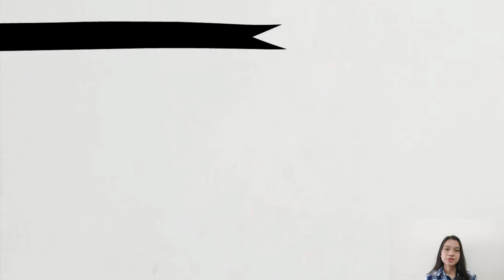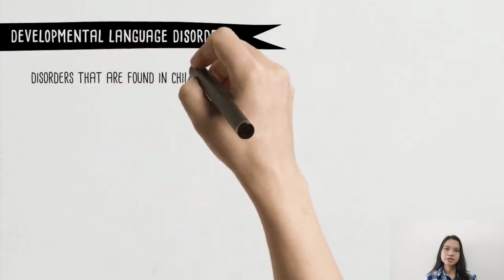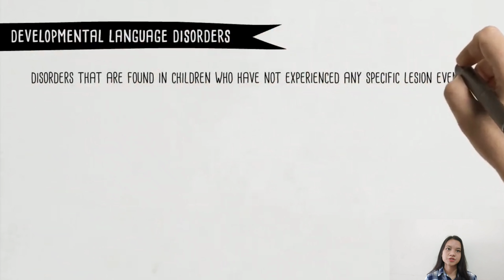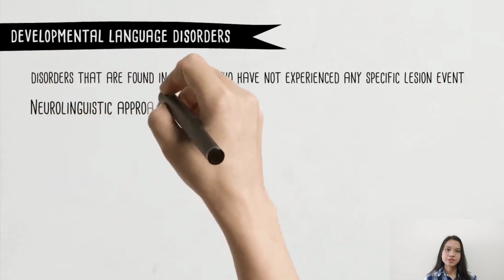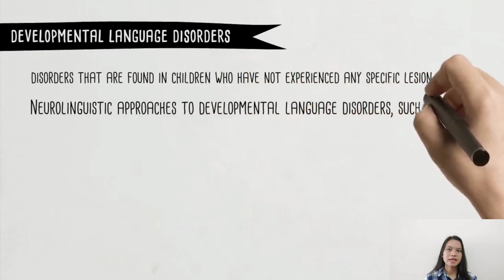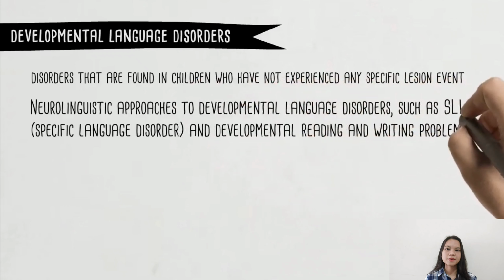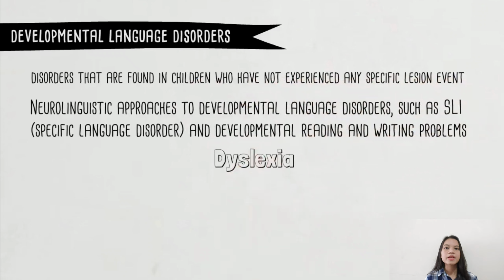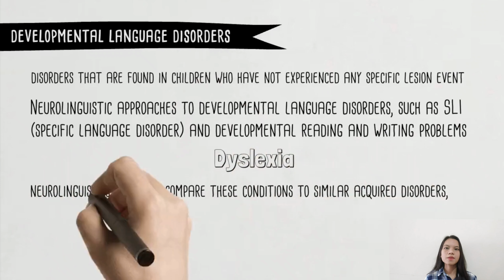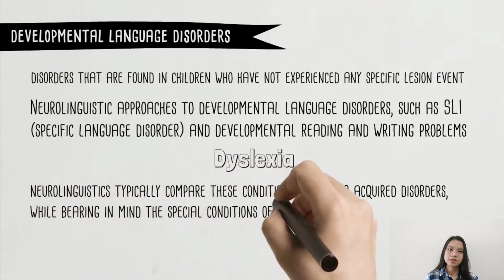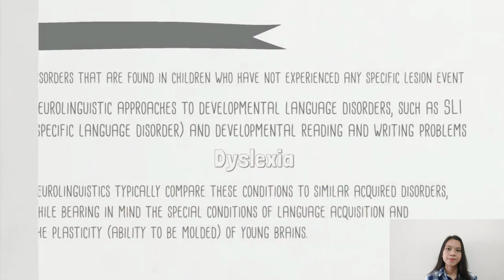Not only acquired language disorders, but also developmental language disorders, which are the disorders that are found in children who have not experienced any specific lesion event, are of interest to neurolinguistics. Neurolinguistic approaches to developmental language disorders such as SLI, or specific language impairment, and developmental reading or writing problems, including dyslexia. Neurolinguistics typically compares these conditions to similar acquired disorders while bearing in mind the special conditions of language acquisition and the plasticity, the ability to mold it, of young brains.